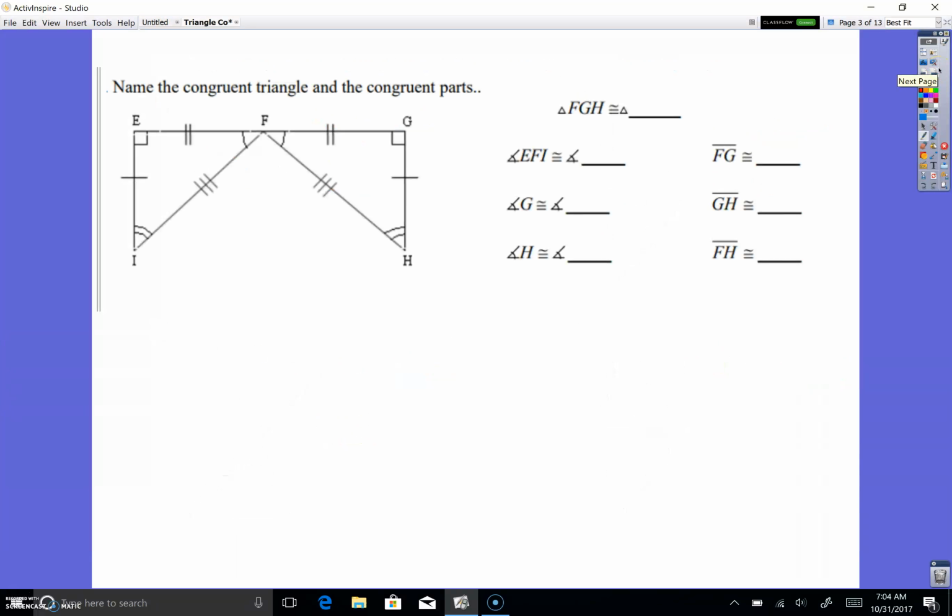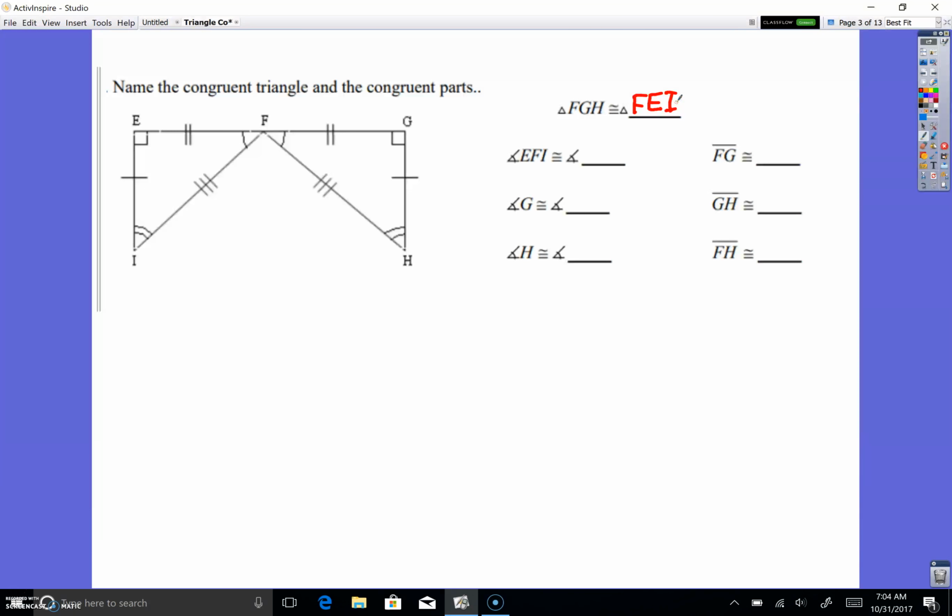All right. Name the congruent triangle and the congruent parts. F, G, H. You see this? This is the same as this. So we want to put them in order. F. What's the same thing as G? E. What's the same thing as H? I. So FGH is congruent to FEI.